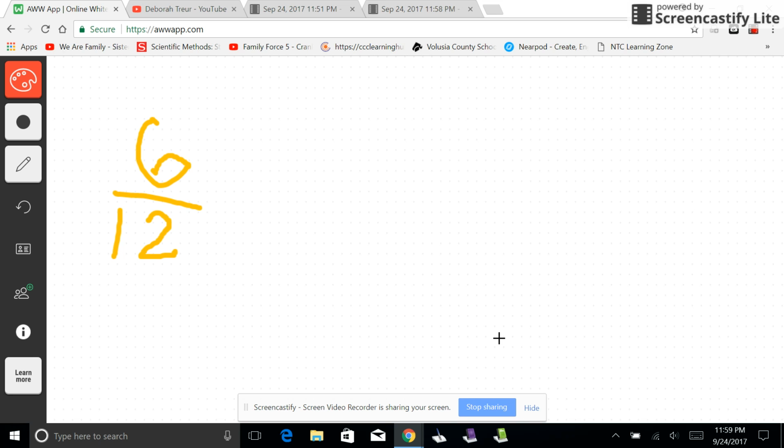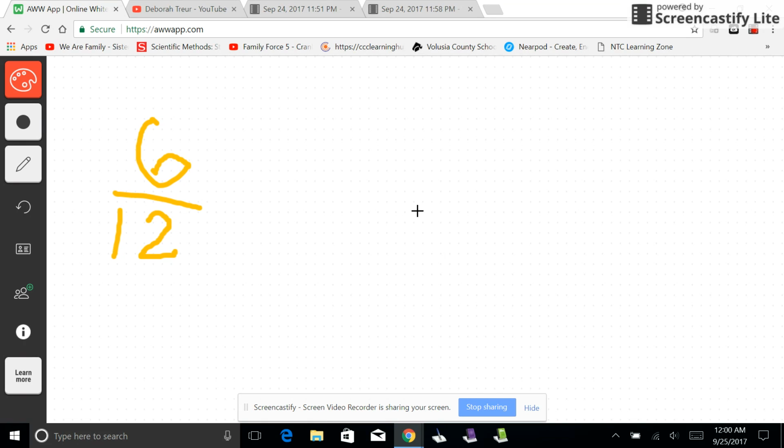Okay, so we are back, and the terminology again is different in fifth grade than it is in sixth grade. The terminology for 6 over 12, if we wanted to make that smaller, is that they would look for an equivalent fraction that is smaller. But when you get to sixth grade, they use the terms reduce or simplify. Either one means that you are making the fraction smaller.